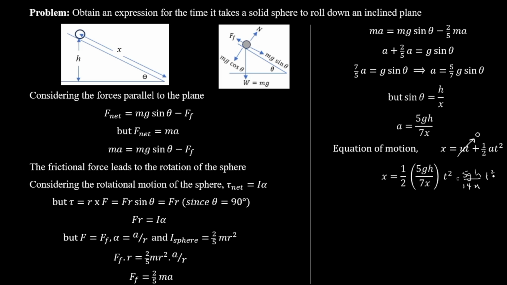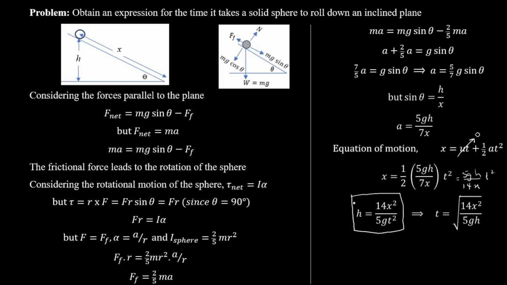So the next thing for us to do is to make t the subject of the formula. So t squared becomes 14x squared over 5gh, and for us to get the time which we need, the time becomes equal to the square root of 14x squared over 5gh. In fact, from this first equation up here, we could just find the time directly. But it's important I bring up this equation because it's a very useful one.